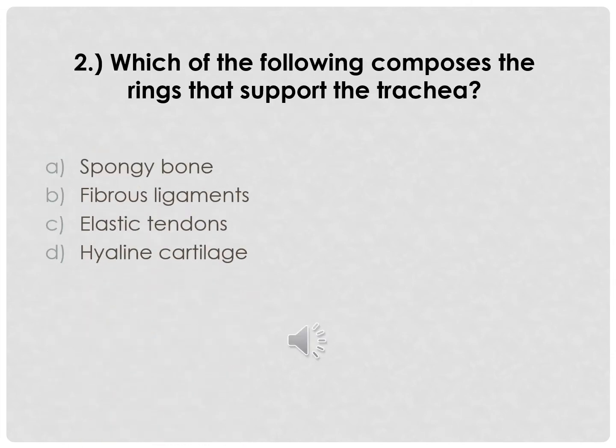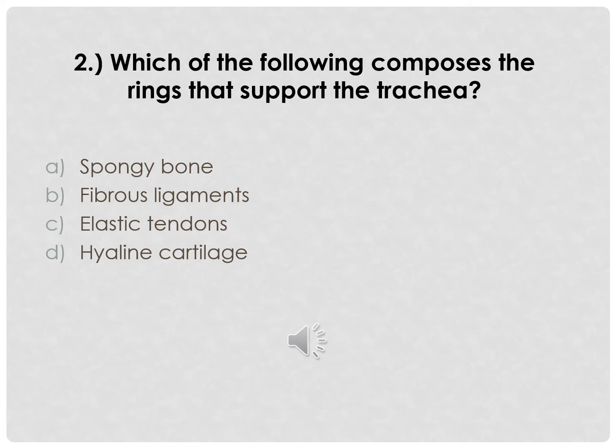Which of the following composes the rings that support the trachea? So the trachea, that's the windpipe. If you know that ligaments connect bone to bone and tendons connect muscle to bone, since the windpipe isn't a bone, we can rule those out. We're left with spongy bone and hyaline cartilage.